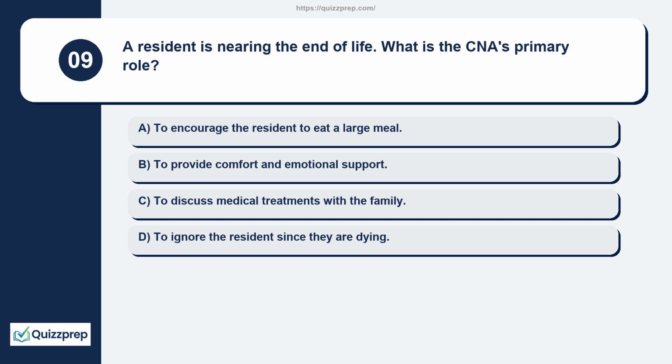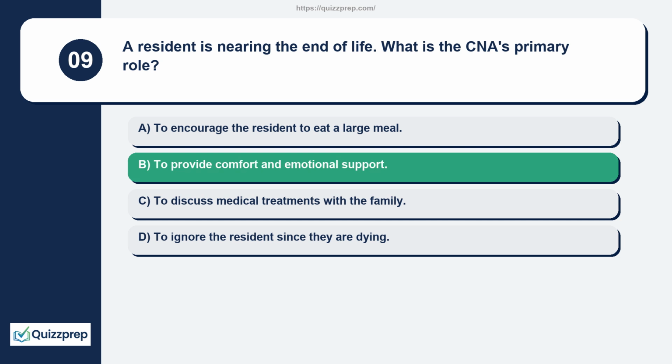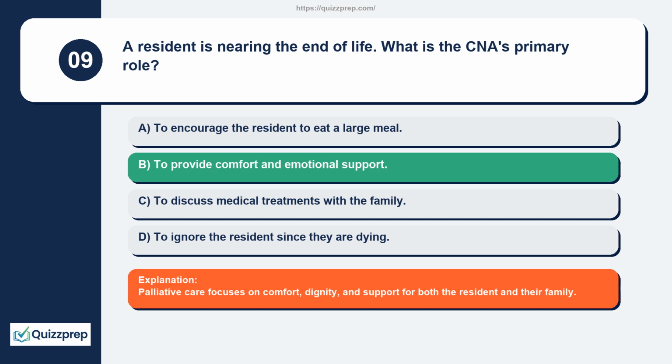Question 9. A resident is nearing the end of life. What is the CNA's primary role? To encourage the resident to eat a large meal. To provide comfort and emotional support. To discuss medical treatments with the family. To ignore the resident since they are dying. Palliative care focuses on comfort, dignity, and support for both the resident and their family.